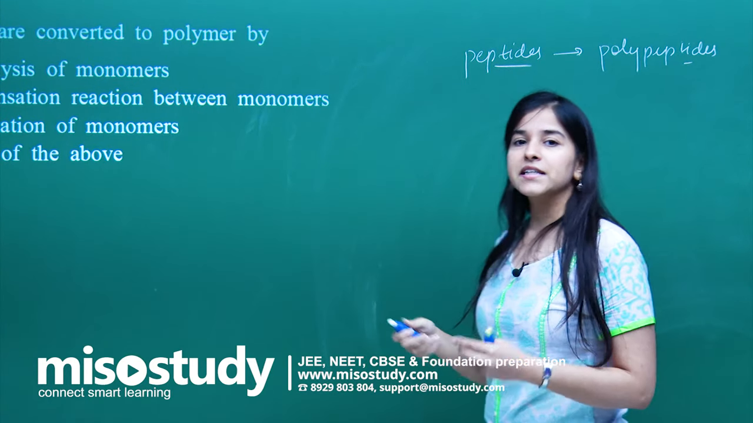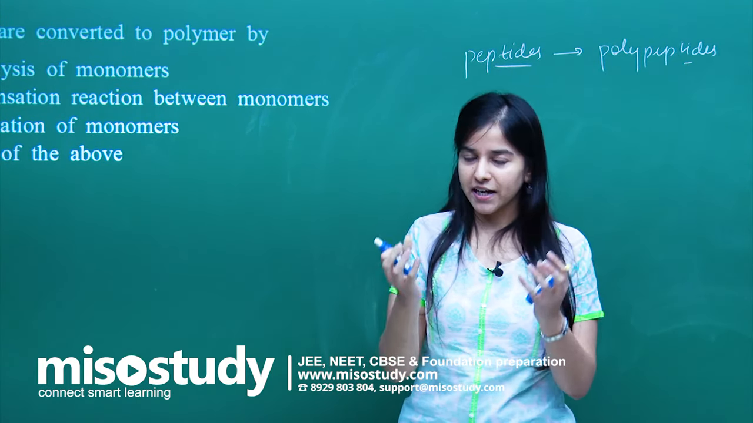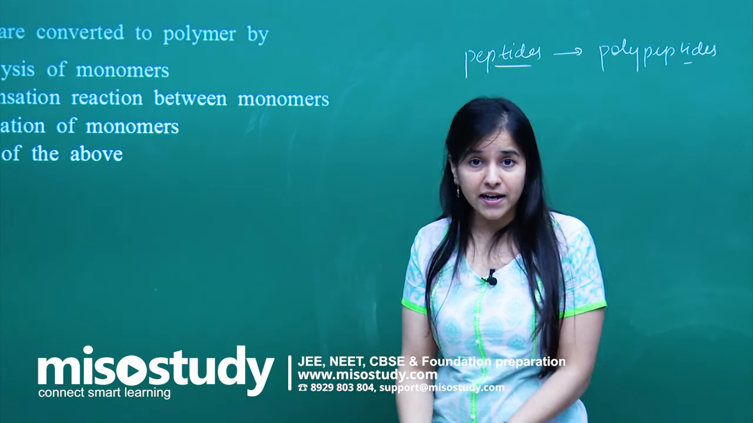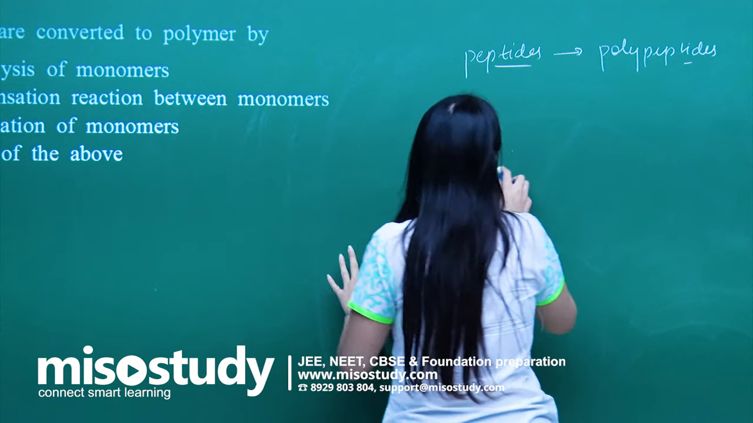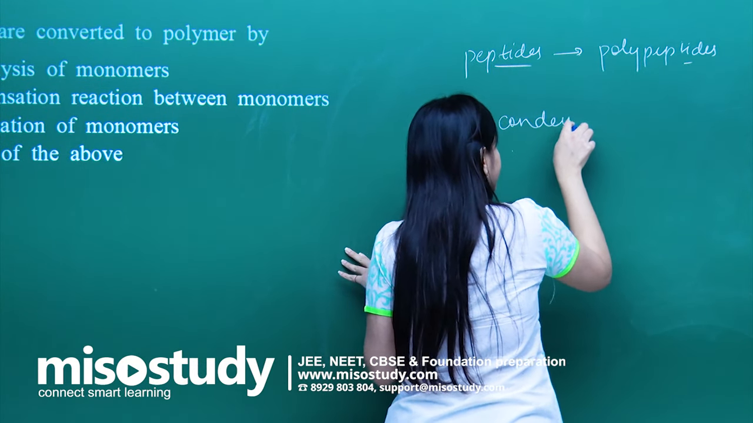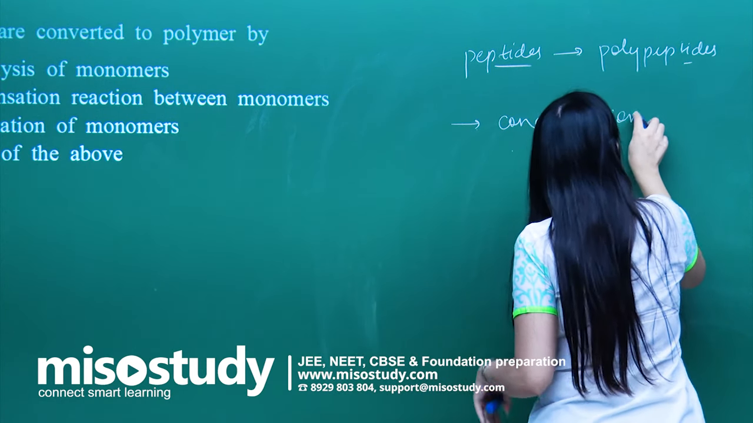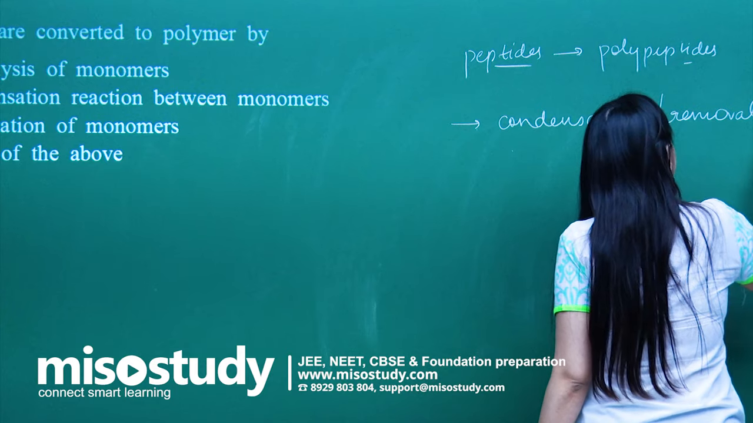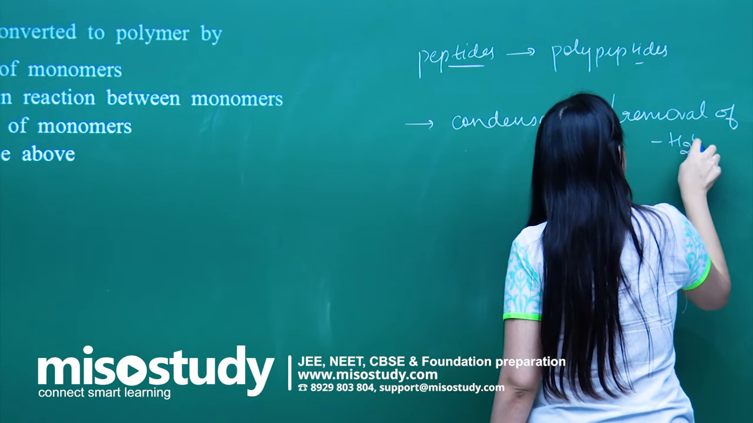So how are these polypeptide chains formed? They are formed when specific amino acids get combined. And how are they combined? They are combined by condensation, or I can say removal of a water molecule.